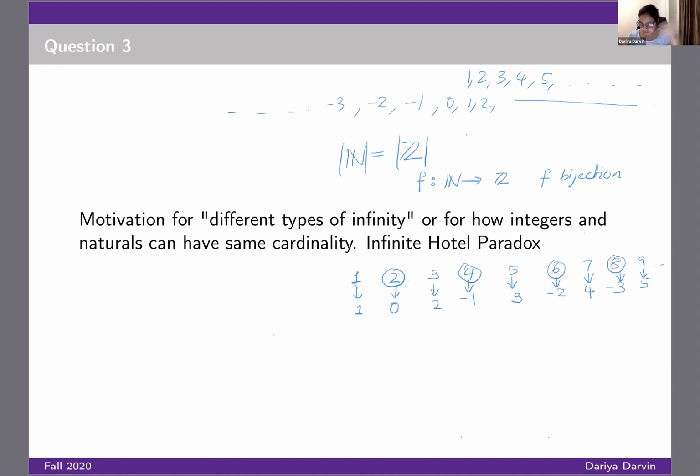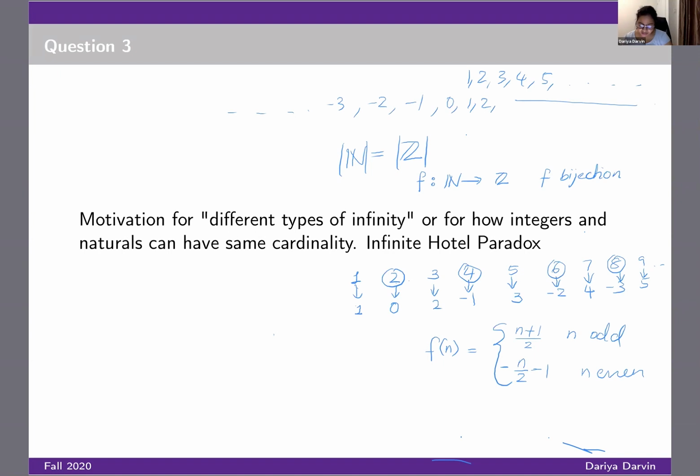So you can find this bijection, which becomes f of n equals, okay, you basically can find a function. It's (n plus 1) divided by 2 if n is odd, and it will be n divided by 2, minus 1 if n is even. I'm pretty sure this is the function.